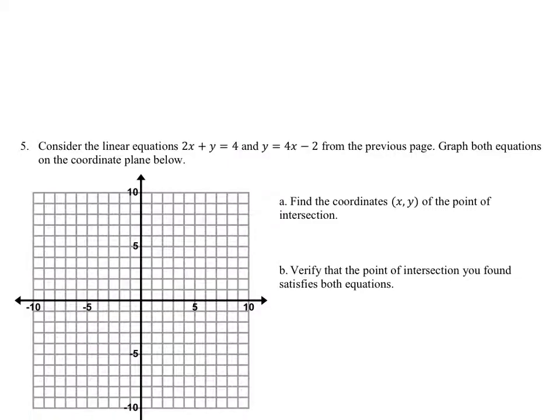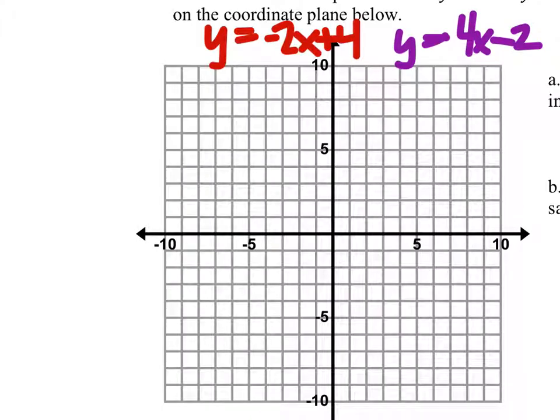Well, that was that whole page. So these are the equations that we had. Of course, we already changed this equation right here into slope-intercept form, which was y equals negative 2x plus 4. And then we got the other equation, y equals 4x minus 2. So it wants us to graph these two equations, which we will do.